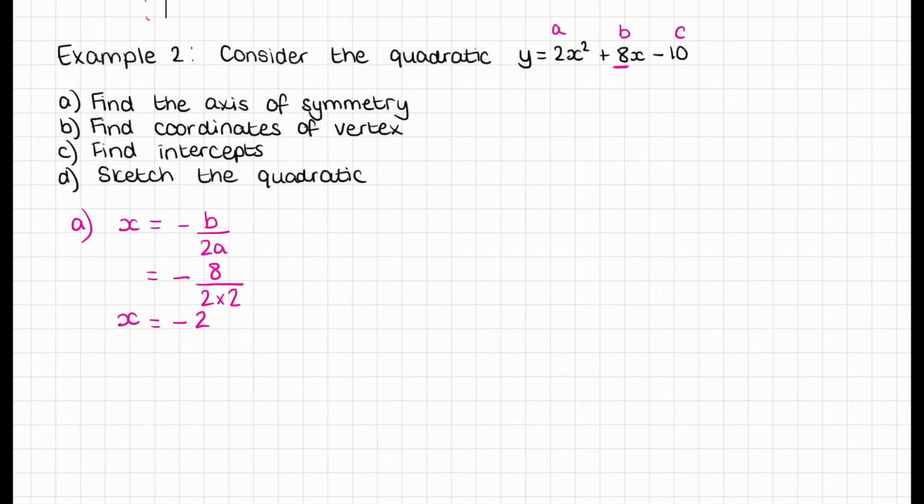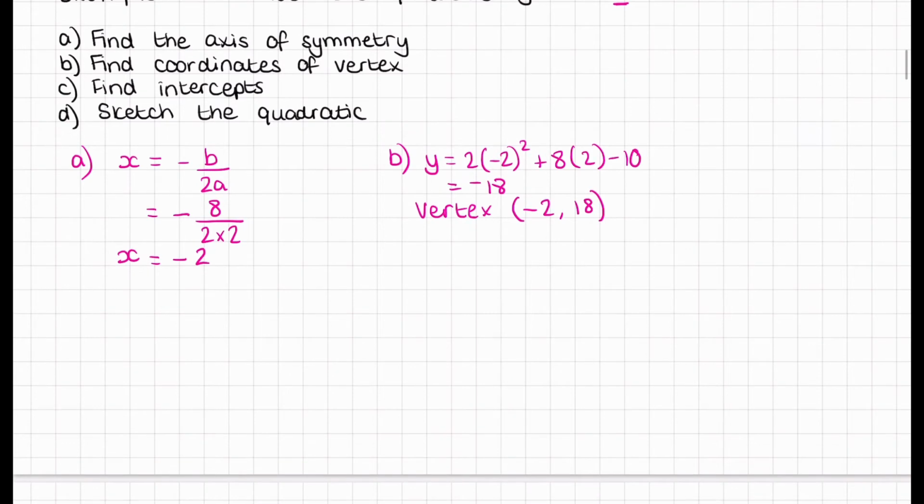Part B, find the coordinates of the vertex. Now we already know the x coordinate, it's -2, because remember the axis of symmetry and the vertex have the same x values, which means we just need to put that value into our original equation. So 2 times (-2) squared plus 8 times (-2) minus 10, and you will get -18. So our vertex is at (-2, -18).